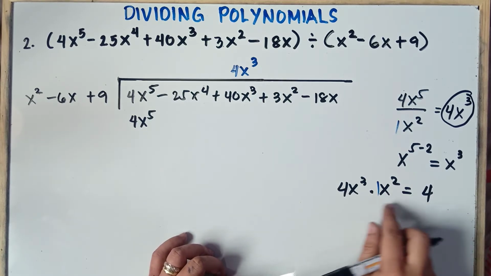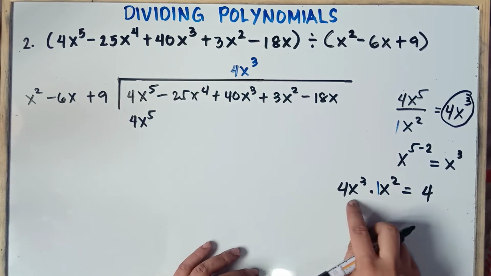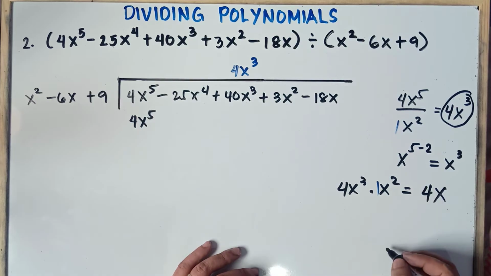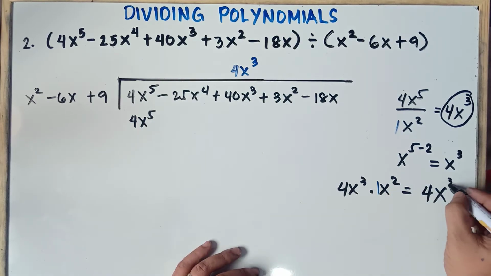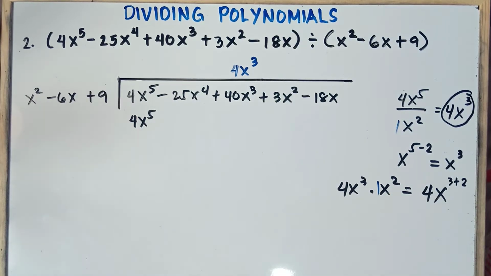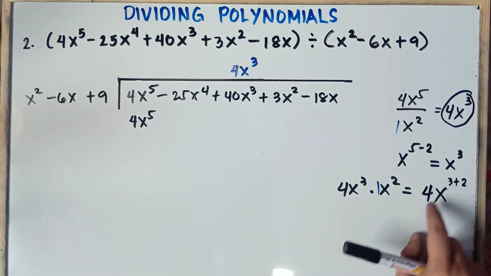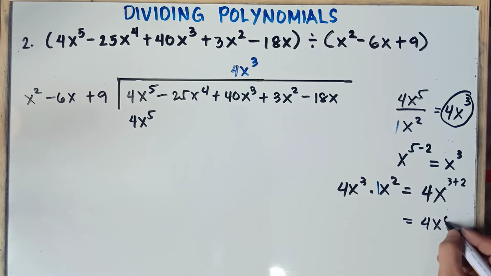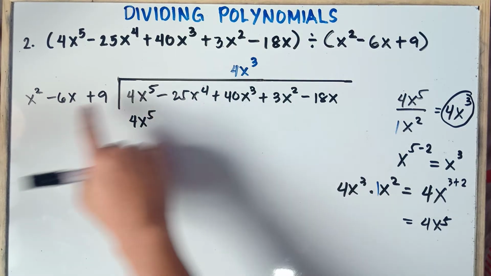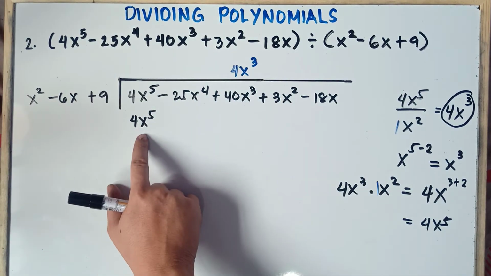Now, if you're multiplying literal coefficients, same base, copy x, then you add the exponent, 3 plus 2. A while ago, class, when we were dividing, we subtracted the exponent. If we are multiplying, we need to add the exponent. So 4x cubed times x squared would be 4x raised to the power of 5.